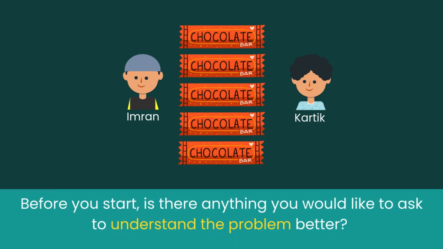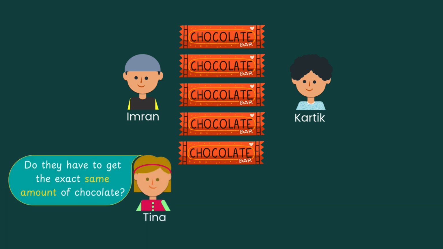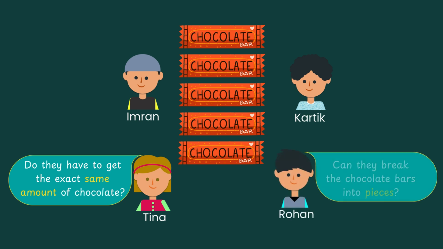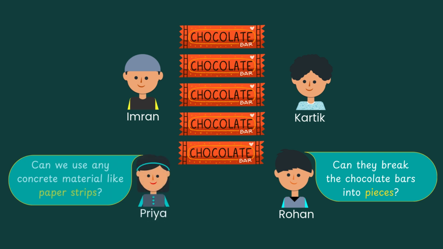Before you start, is there anything you would like to ask to understand the problem better? Yes, great question, Tina. They want to share the chocolates equally, so both of them should get the same amount. Yes, Rohan, absolutely. If breaking the chocolate bars helps them share equally, they can do that. Any other questions? Yes, Priya. You can choose whatever helps you think: real chocolate bars, paper strips, or if you prefer, you can just draw. Use what works best for you.